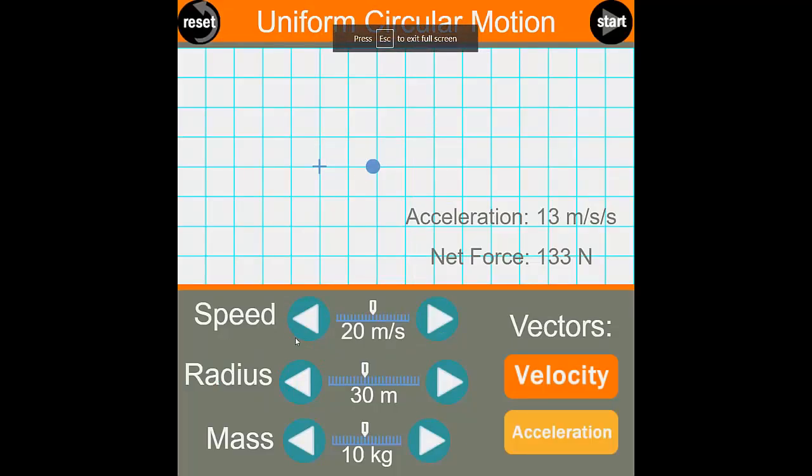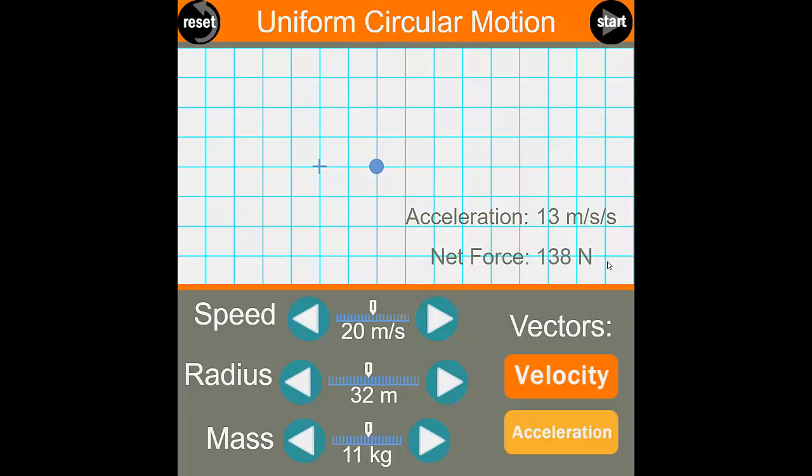You'll notice that there's 3 sliders down here. A speed slider lets you increase and decrease the speed. A radius slider, look at the ball here, increases, decreases the radius. And a mass slider increases, decreases the mass of the ball. It's my bucket, if you will.